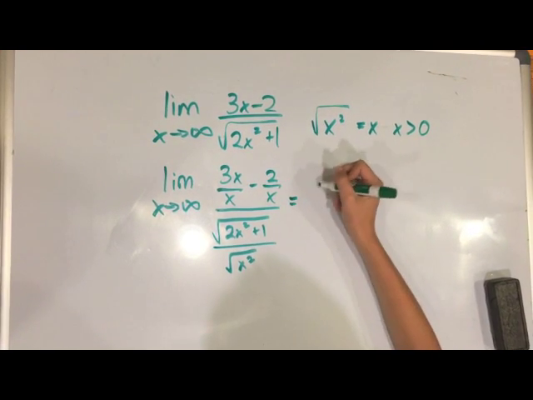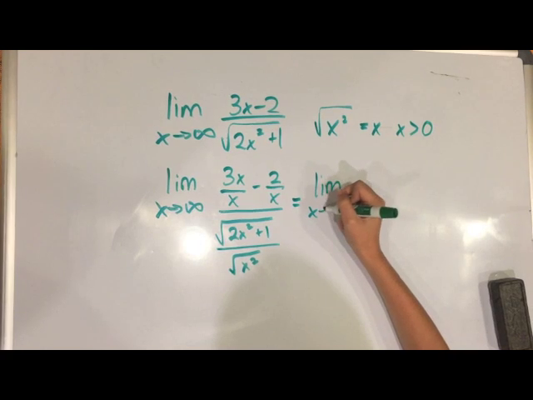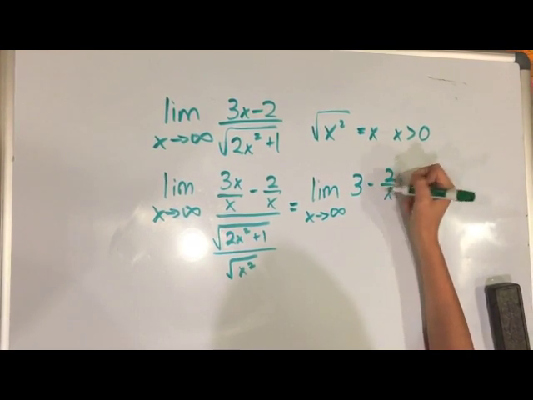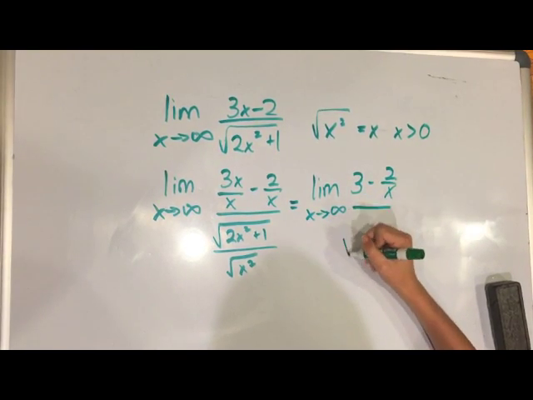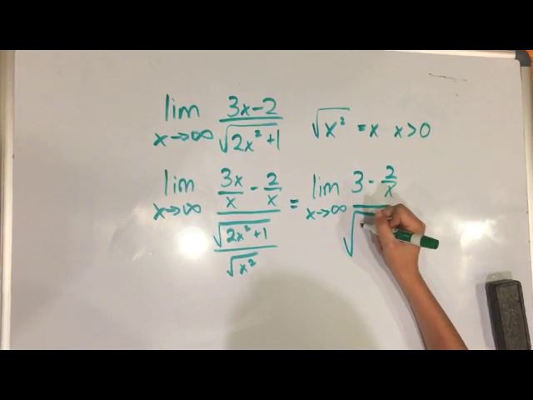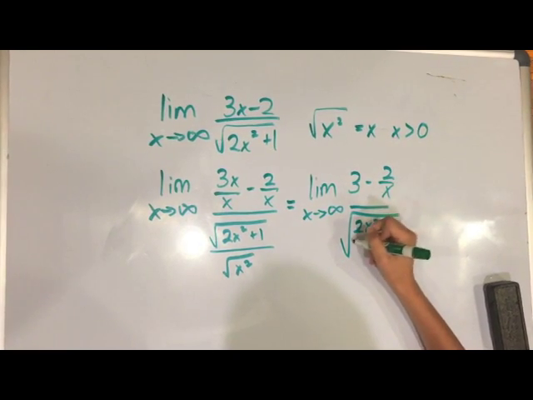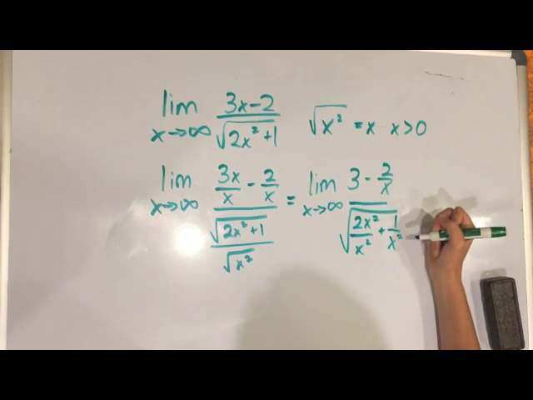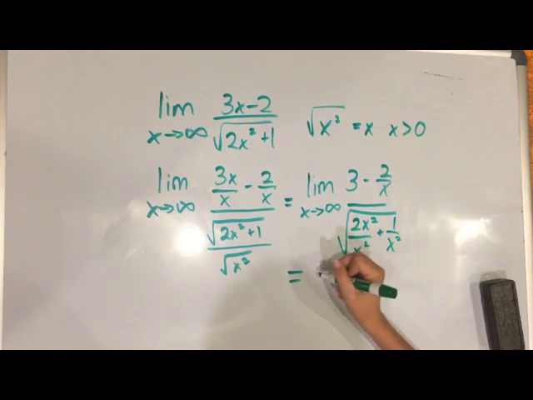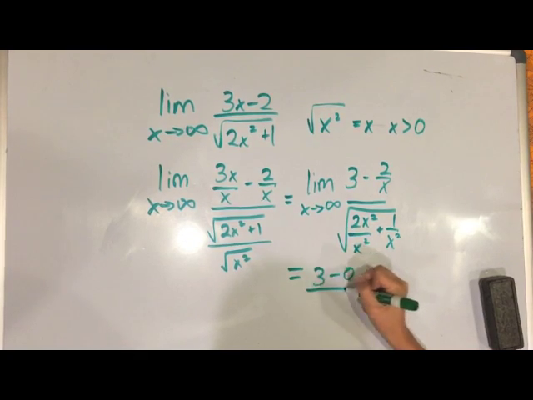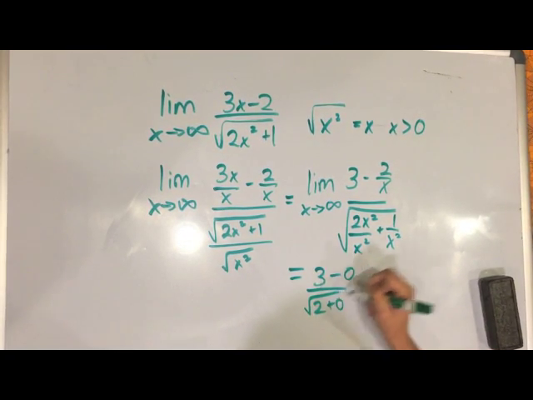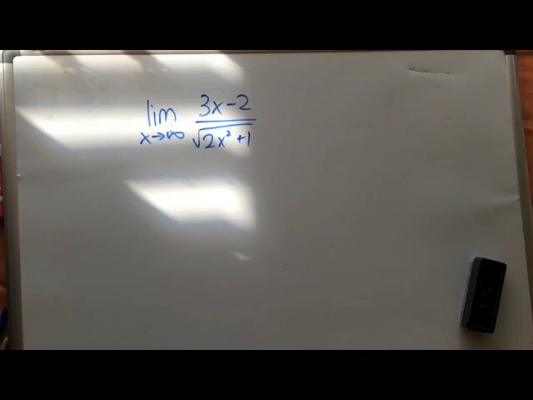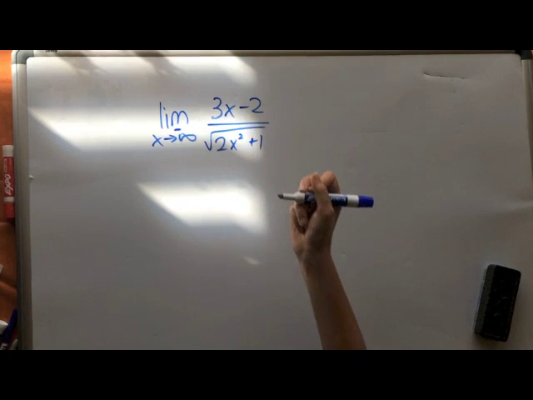And now, so you go to the limit as x approaches infinity of 3 minus 2x, I'm just simplifying this, all over the square root, now you can write it all under one larger square root, of 2x squared all over x squared plus 1 all over x squared. So that equals 3 minus 0 all over the square root of 2 plus 0, which equals 3 all over root 2. So this is the same problem as before, but now it is negative infinity.